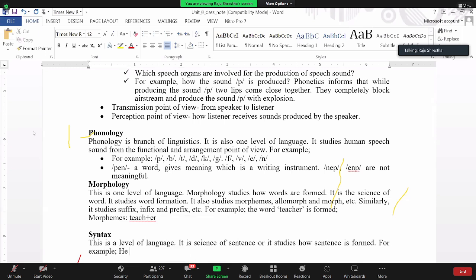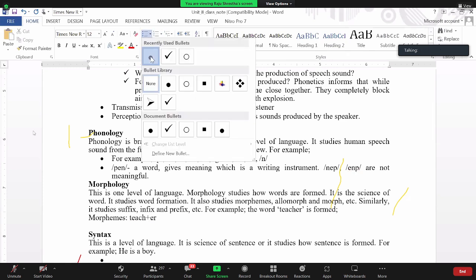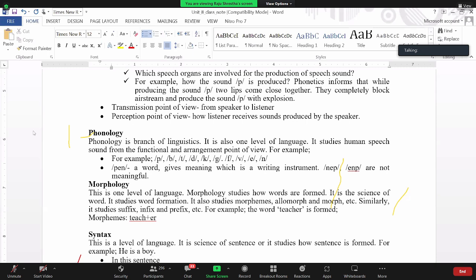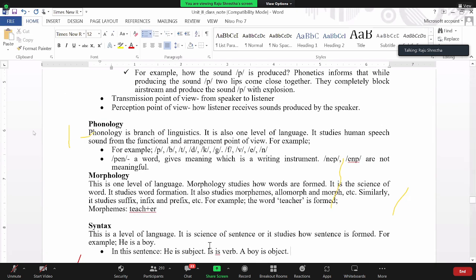For example, take the sentence he is a boy. In this sentence, he is the subject. Is is the verb. Then a boy is in object position. So it is subject, verb, object. He is in subject position, and in the verb position there is the auxiliary verb is, a be verb. Is is a verb. The boy is in object position.